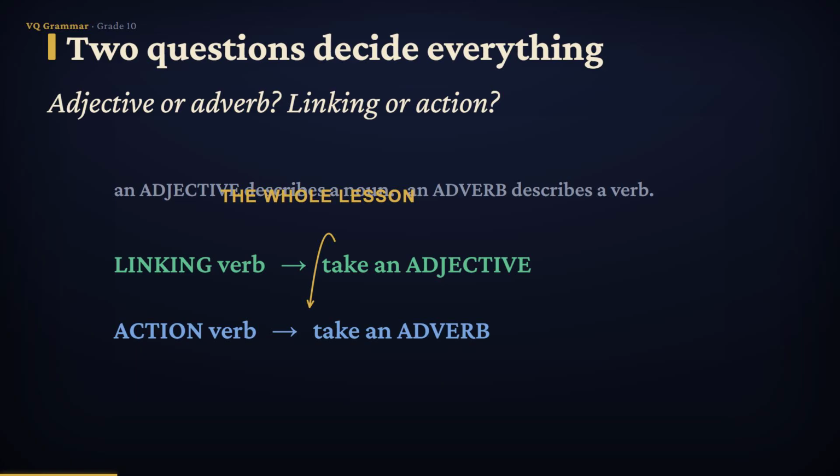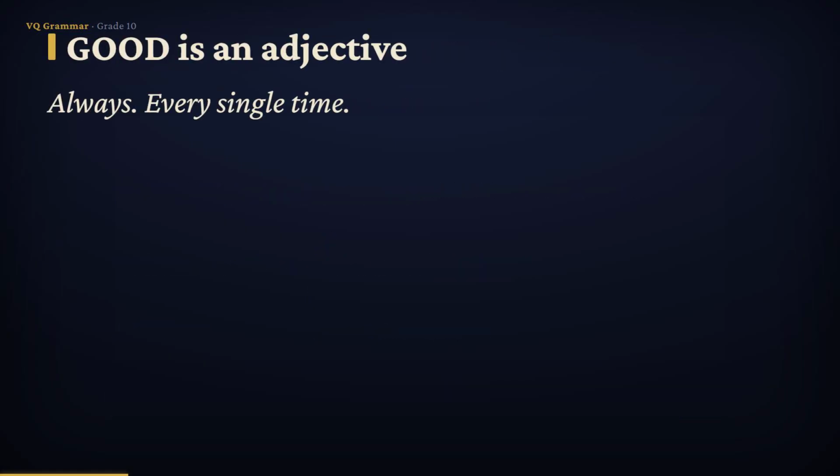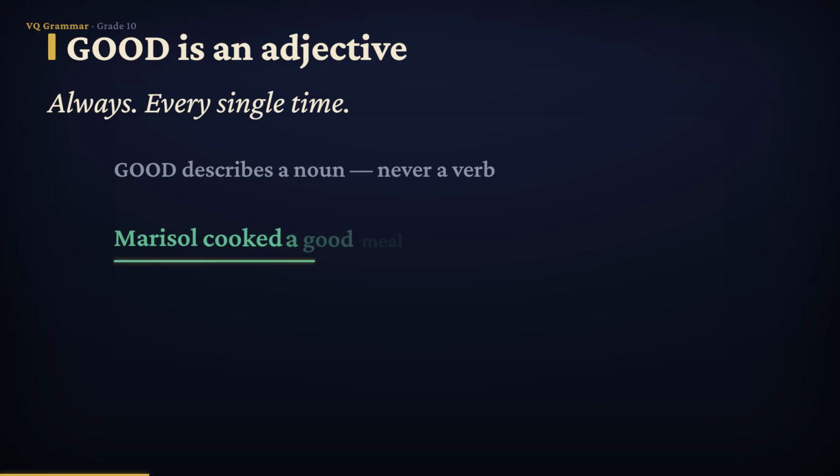Now here is the piece to memorize. Good and bad are adjectives, while well and badly are adverbs. Start with good, because good is the simple one. Good is an adjective, always, with no exceptions at all. That means good does one of two jobs. Job 1. It sits in front of a noun and describes it.